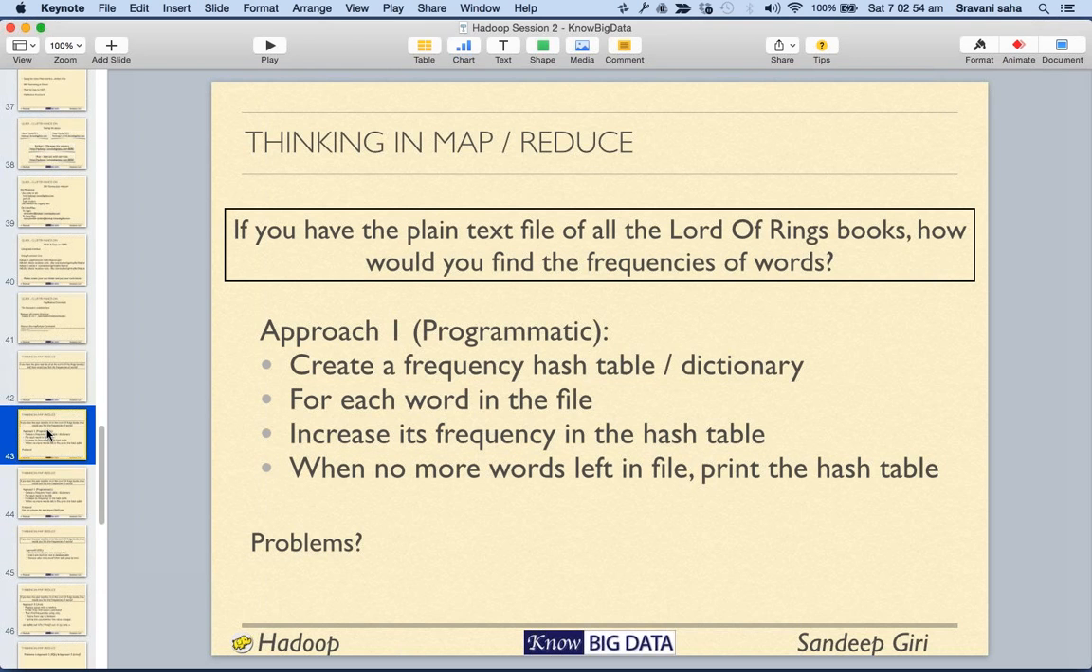So this is the general approach which most of you have already sent me. Create a frequency table. A frequency table is like a dictionary which has a word and the meaning. Word means key and the meaning is value. Similar to a dictionary, you have a hash table in almost every programming language.